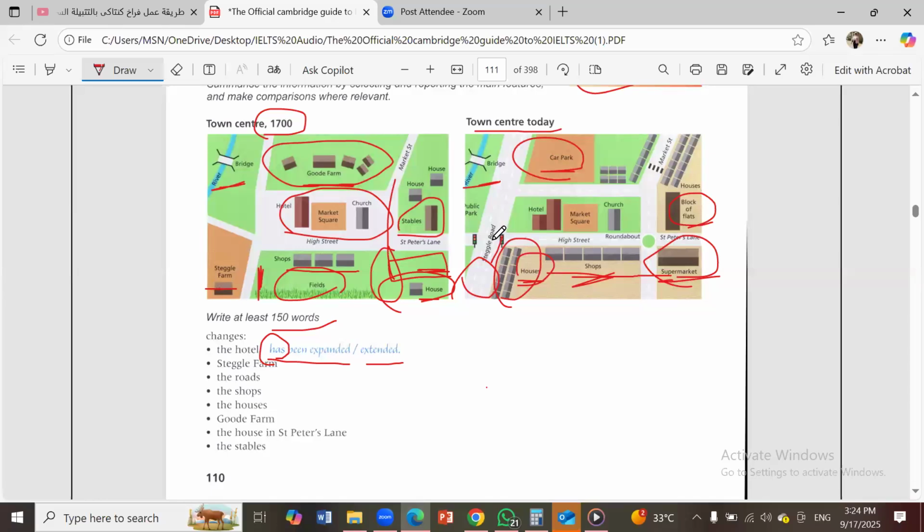Who can make a sentence across all this map? Any sentence. One sentence to describe the whole map. Anything that you can see. We can say, for example, the green space near the bridge was narrowed down and has been replaced by road widening, for example.